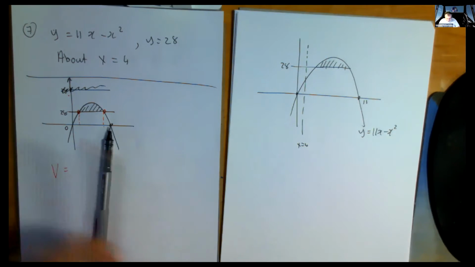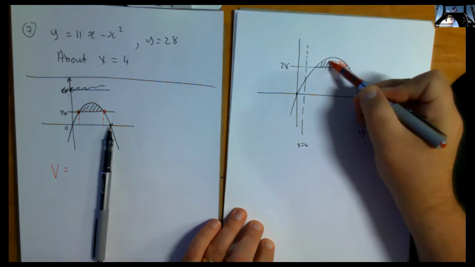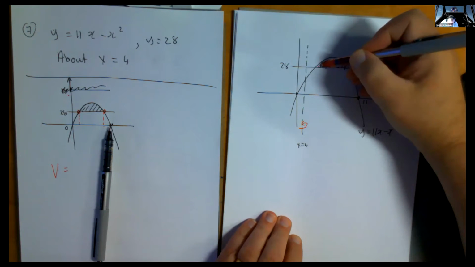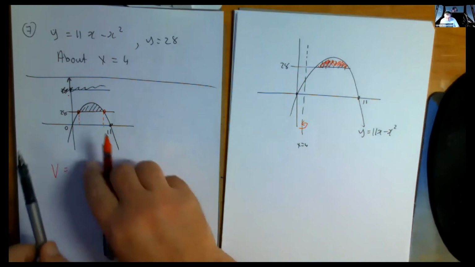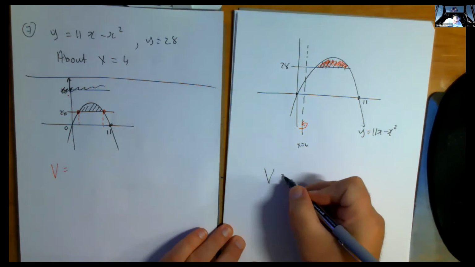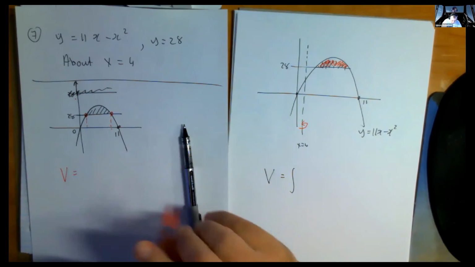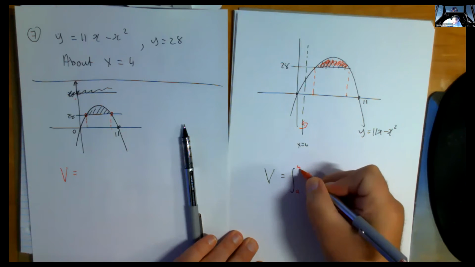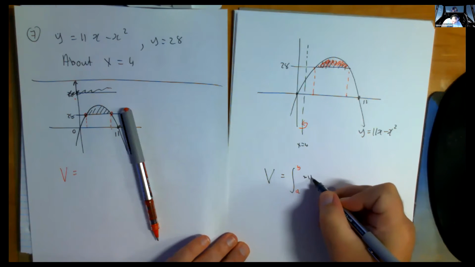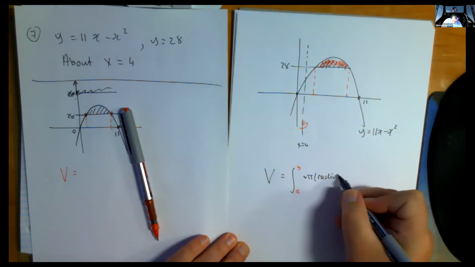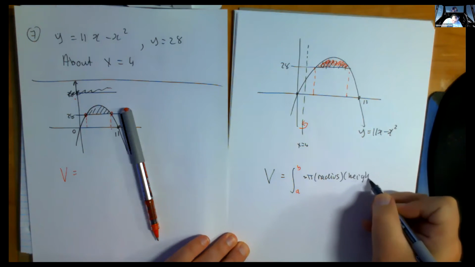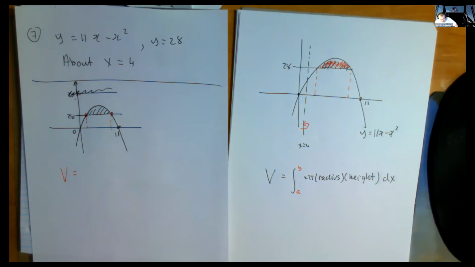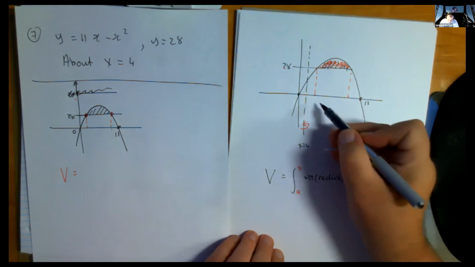Right. So the region that's being rotated is this fella. The axis of rotation is this line called x equals 4. So we are going to have to set up our integral as the integral from a start to finish, which is this number, from here to here, call it a to b, 2 pi radius height dx. Okay, so where are we off to? Well, first things first, I need to know these two numbers.